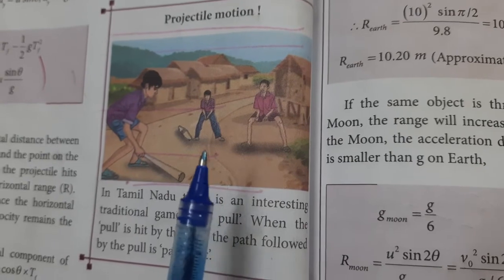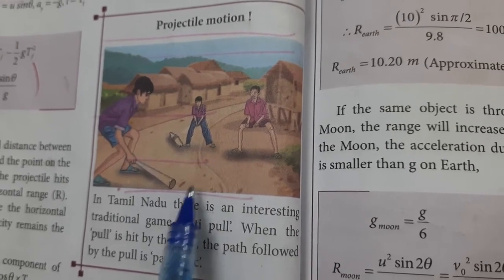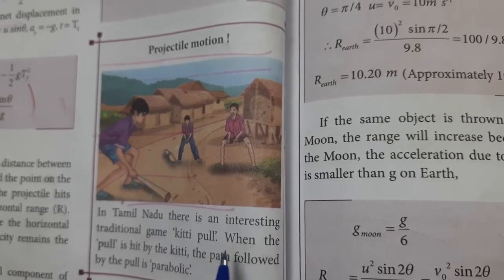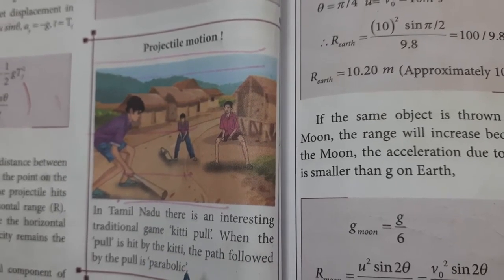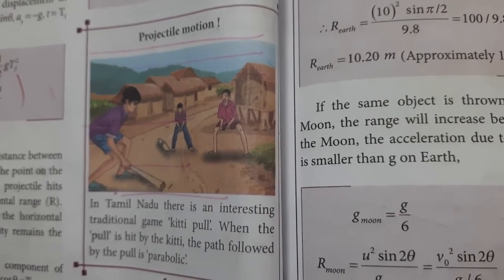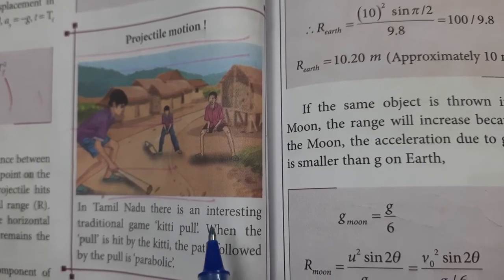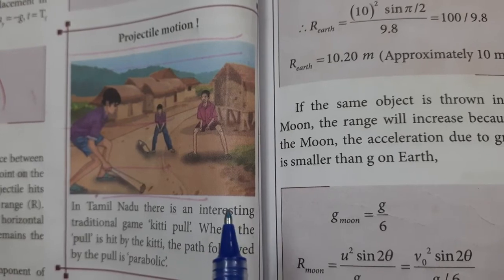One best example for angular projection is given in your book. In Tamil Nadu there is an interesting traditional game, kitty pull. When the pull is hit by the kitty, the path followed by the pull is parabolic. Your parents may have played this kitty pull. Whether you are playing or not, I don't know.